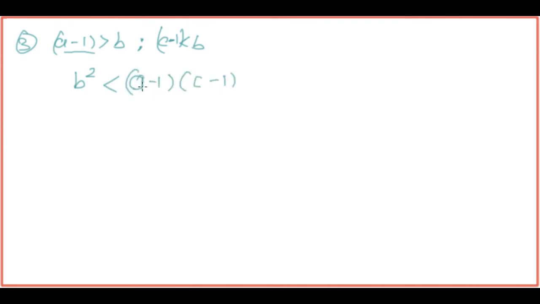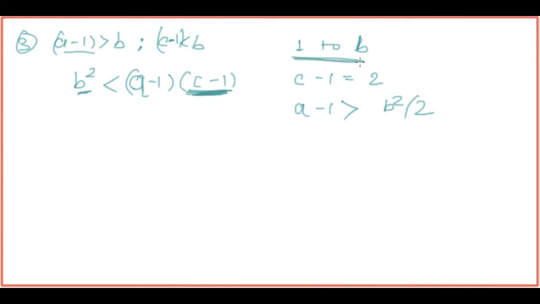Now what I am telling is I can iterate from 1 to b and check for this value, right? If c minus 1 equals 2, then what should be the value of a minus 1? Then a minus 1 should be greater than b square by 2, right? So basically I will just iterate from 1 to b for each of b, right? For each b, then I will iterate for c from 1 to b again and find what should be the value, that is nothing but b square by 2.